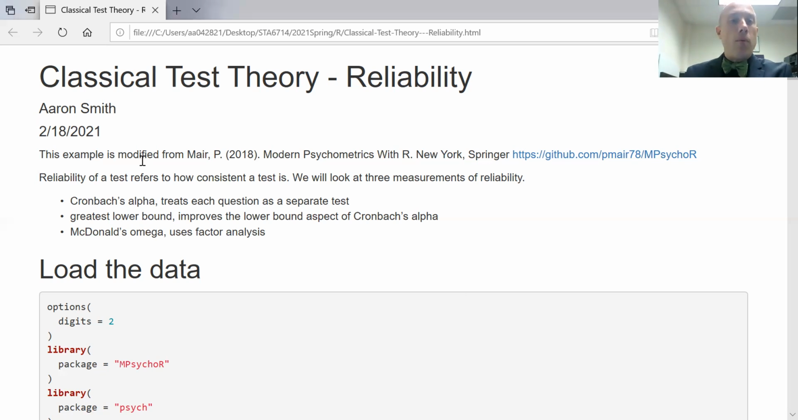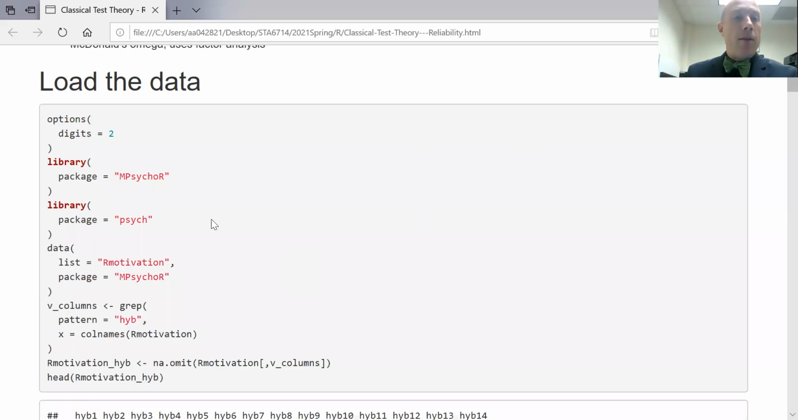Here we're running an example from Modern Psychometrics with R. It's in the Use R series of books, and the book has its own package. If you're doing psychometrics work in R, you're probably going to be using the psych package. Here, this is the motivation data set. We're going to look at only the hybrid columns, just to reduce it down so that I have fewer things to be looking at.